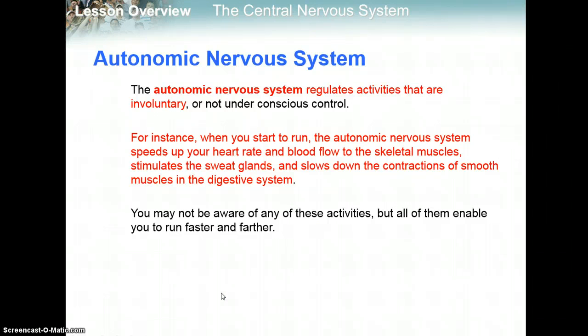We just left the somatic nervous system, which is voluntary movement. Autonomic, like automatically, covers activities that are involuntary, not under conscious control. For instance, when you start to run, the autonomic nervous system speeds up your heart rate and your blood flow to the skeletal muscles. It stimulates sweat glands for cooling, and slows down contractions of smooth muscle in the digestive system. That's to put all of your energy into running away from some sort of predator or dangerous thing, harnessing that energy instead of wasting it on digestion. That's not what your body is concerned about at that time. You may not be aware of any of these activities, but all of them enable you to run faster and farther. You can't really control how fast your heart beats. That's something the autonomic nervous system, involuntary movement, controls.